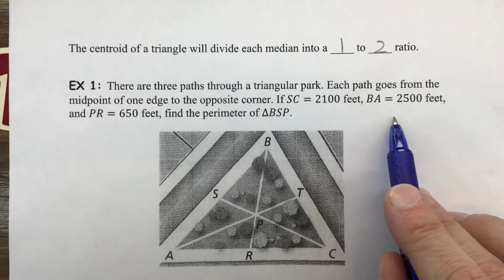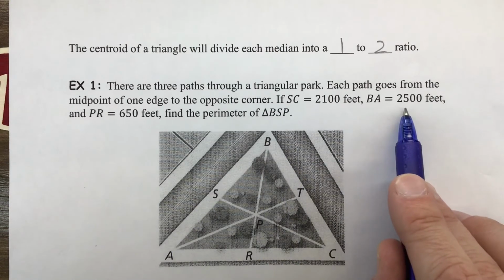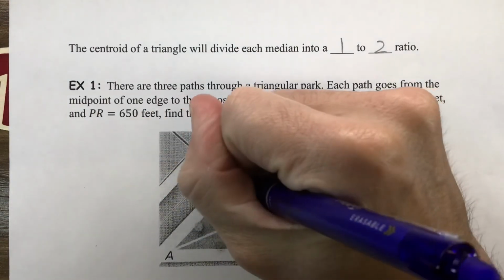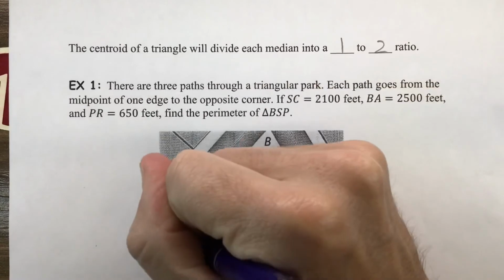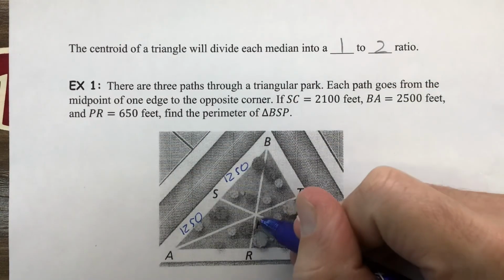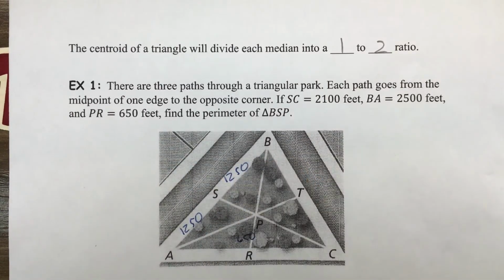BA is a side length here. That's going to be 2,500 feet. Now I can use that already because this is a midpoint, so I can split that, call them each 1,250. All right, PR right here, 650 feet. So we got that. What we're asked to do here is to find the perimeter of triangle BSP.